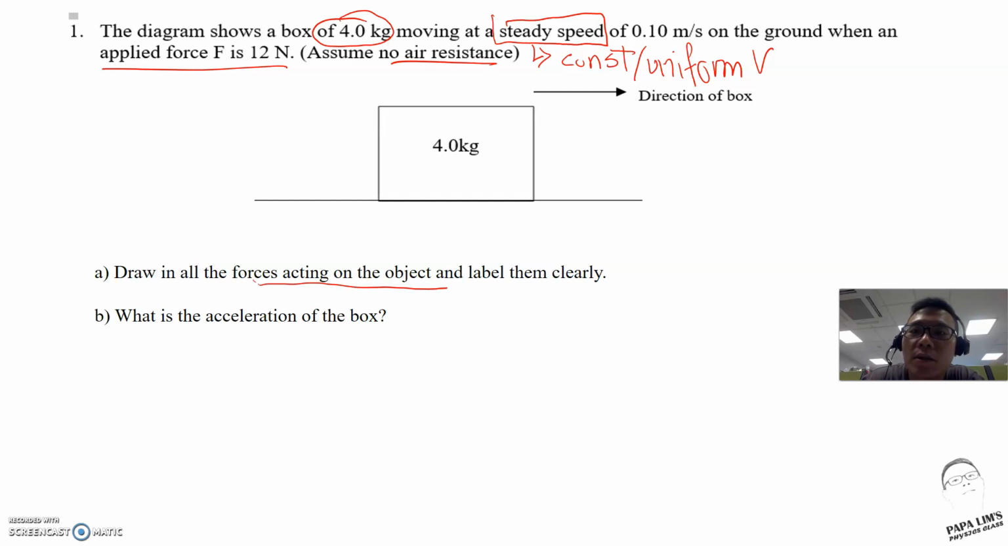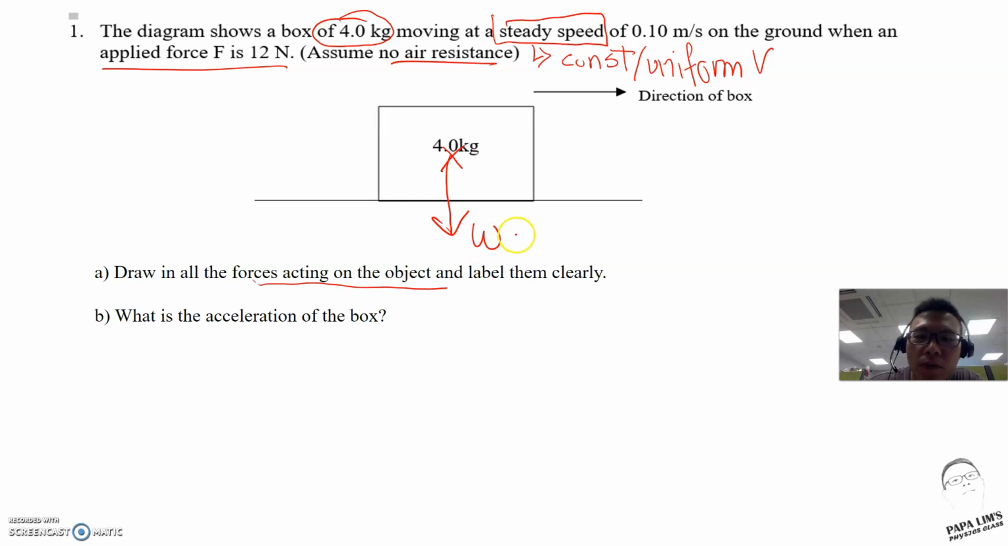The most common thing that you are looking for would be the weight of the object. It must be drawn from the center, which is the CG. CG will be covered in chapter 4 and chapter 5. So weight is always pointing down, and we label it as W.